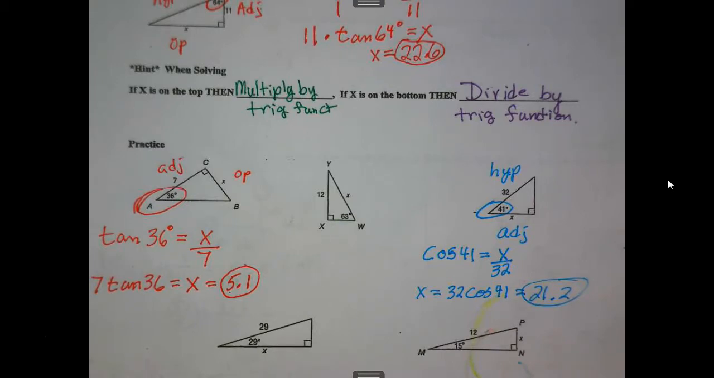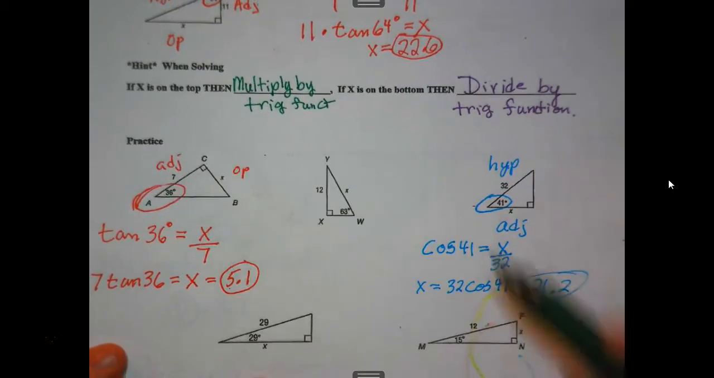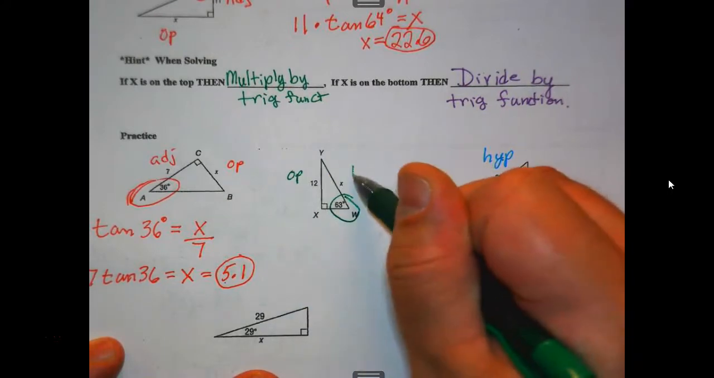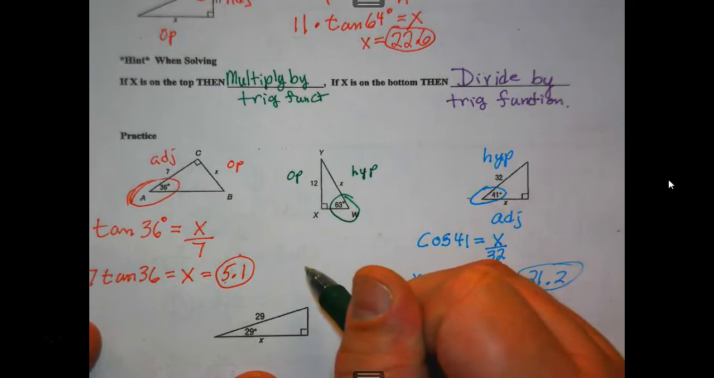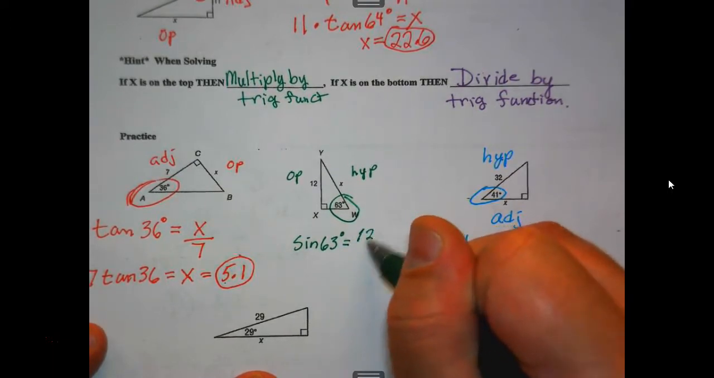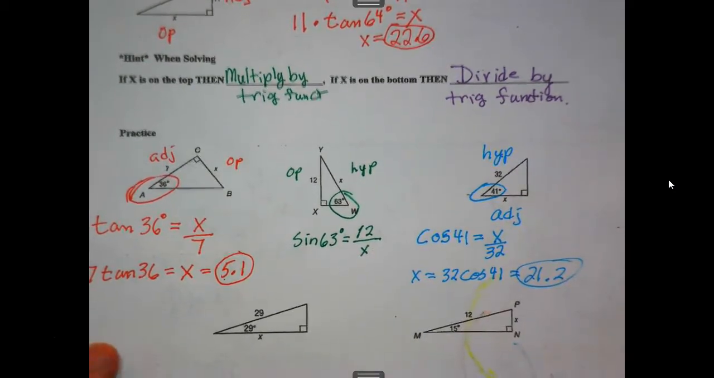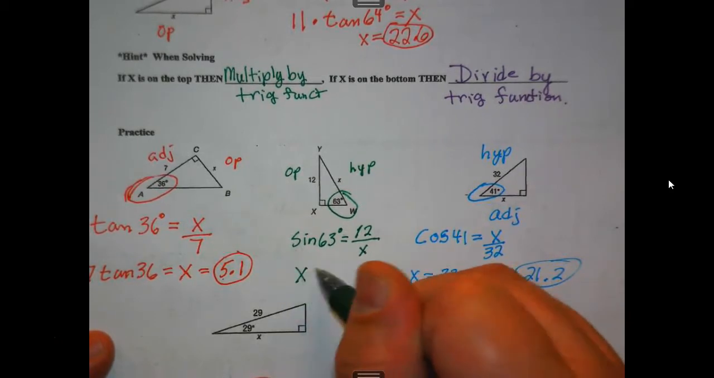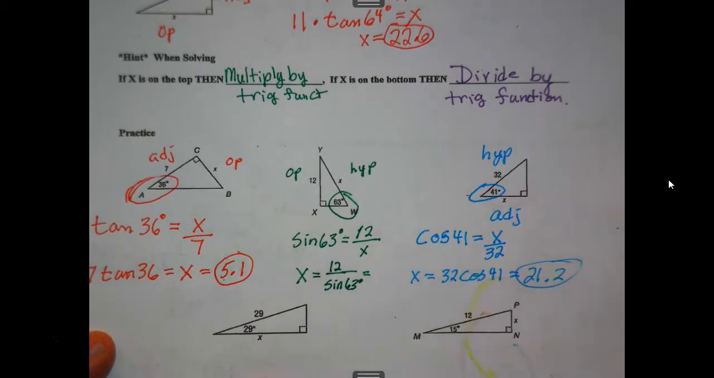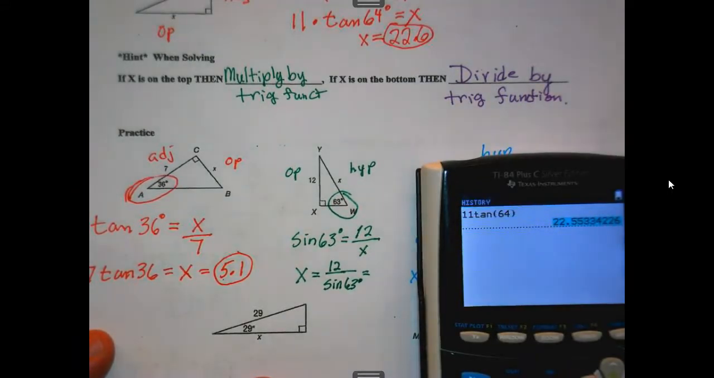Let's do the second one. From the viewpoint of angle W, I have opposite over hypotenuse. What trig function am I going to use? Sine, opposite over hypotenuse. Where's my x? Bottom. So what am I going to do? I'm going to divide by the trig function. And I get 13.5.